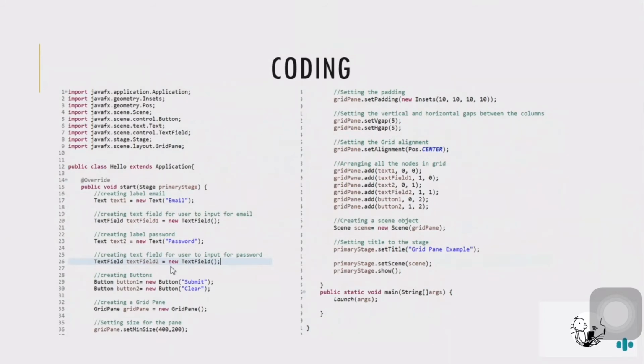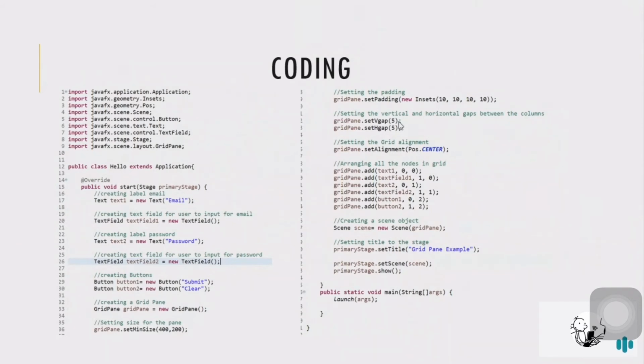And then we have textField2. We create a text field for the user to input the password, so we have textField2 equal to new TextField. And then two buttons to click. The first button is submit and button2 is clear. We create a GridPane and set the size for the pane. The number of the setting for the size depends on what people want to put, and the padding also depends on what value we want to put.